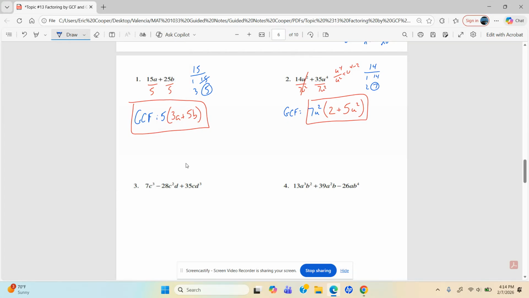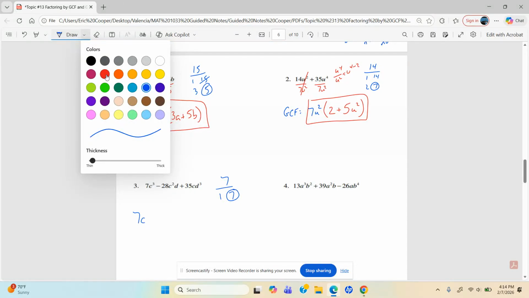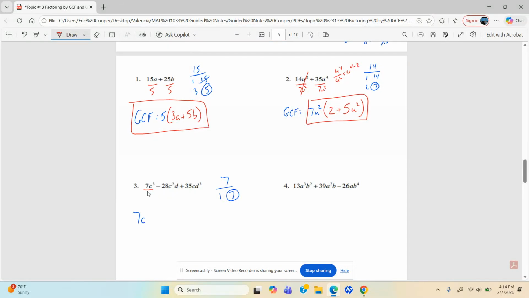Again, we'll do the same with 3 terms here. We have 7, 28, and 35. 7 only has 1 and 7 as factors. 7 does go into 28 and 35, so we can use 7 here. We see all 3 terms have c's. This one has 3 c's, 2 c's, and 1 c, so the most I could take out is 1 c. And these back 2 terms have d's, but the first term doesn't have any d's with it, so we cannot go through and take out any d's. Our GCF is simply 7c.